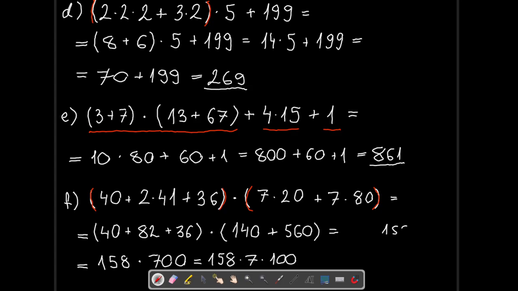Let's calculate that using the column multiplication. So 7 times 8 is 56. 7 times 5 is 35 plus 5 is 40. And 7 times 1 is 7 plus 4 is 11. So we get 1106. Right. 1106.